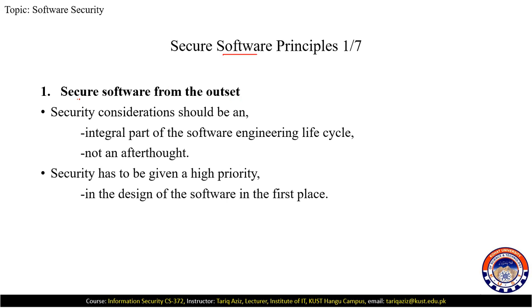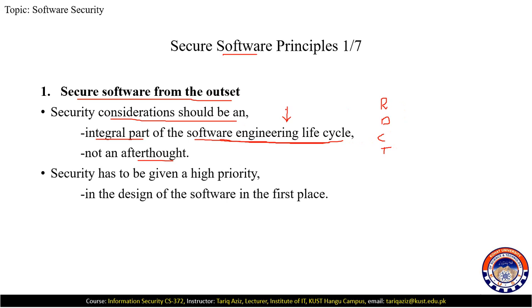The first rule is secure software from the outset. What does it mean? It means that security considerations should be an integral part of the software engineering life cycle, not an afterthought. Now, dear students, we know about the software engineering life cycle. First of all, we gather requirements, and I am representing this with R. After requirements gathering, we design our software, and then we code our software, and finally we test our software. So this is the software engineering life cycle.